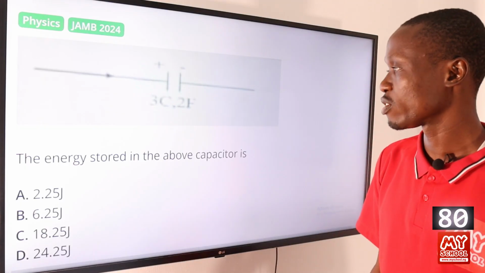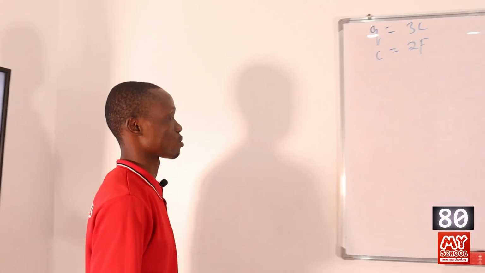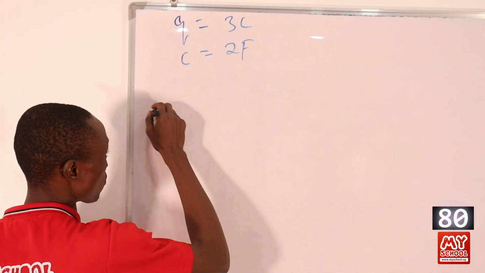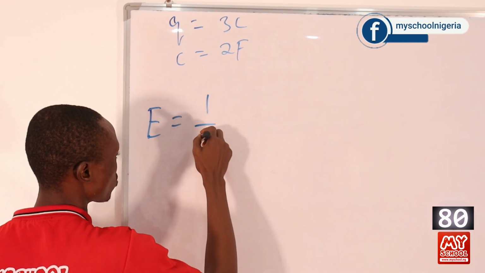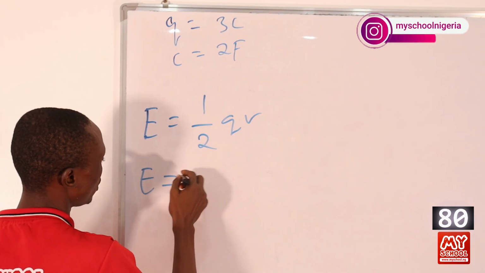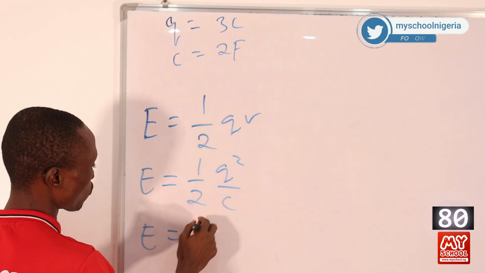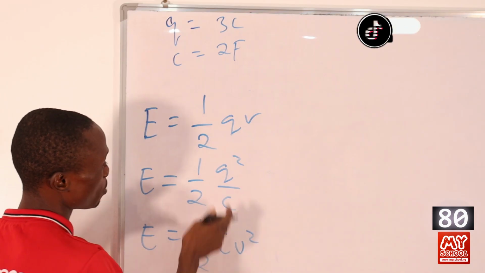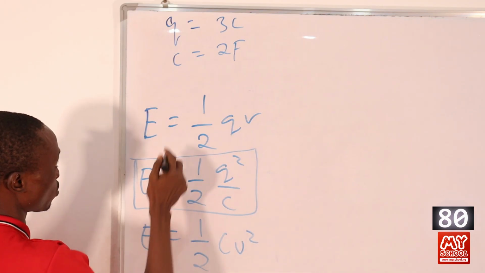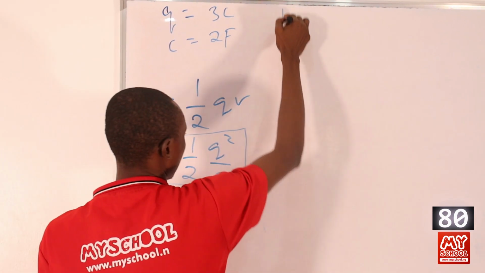Question 80. The energy stored in the above capacitor is, so let's move over to the board to provide answer to this question. So for problems on energy stored in a capacitor, we can make use of 3 formulas. Okay, E is equal to 1 over 2 QV. We can make use of this, or we can as well make use of E is equal to 1 over 2 Q square all over C, or we can as well make use of 1 over 2 CV square. So depending on the variables that are given to you, we determine the one that you will use to solve. So in the case of this question, we are given Q, right, and we're also given C. So we are going to use this to solve this problem.